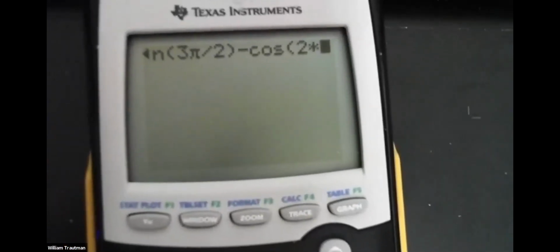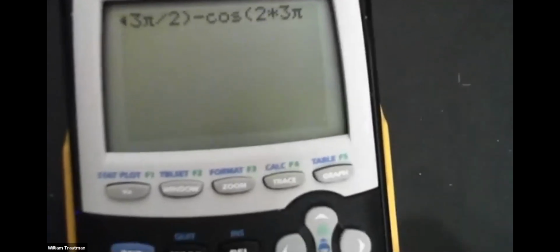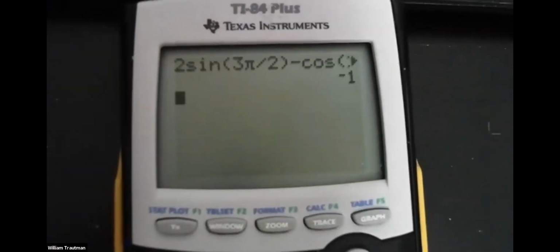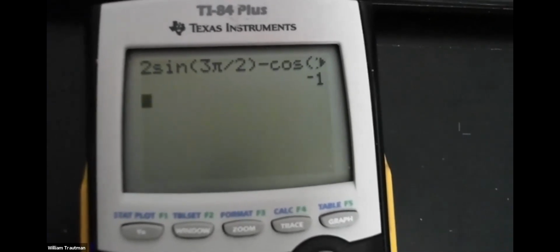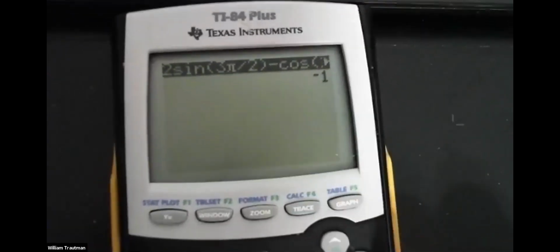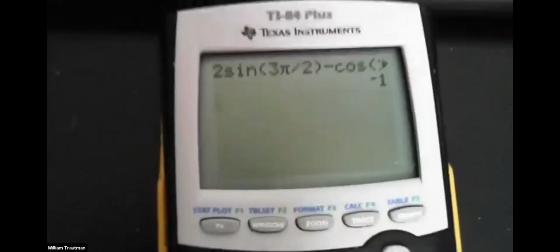So our problem is 2 times sine of 3π/2 minus cosine of 2 times 3π/2. And we get -1. Okay with that?